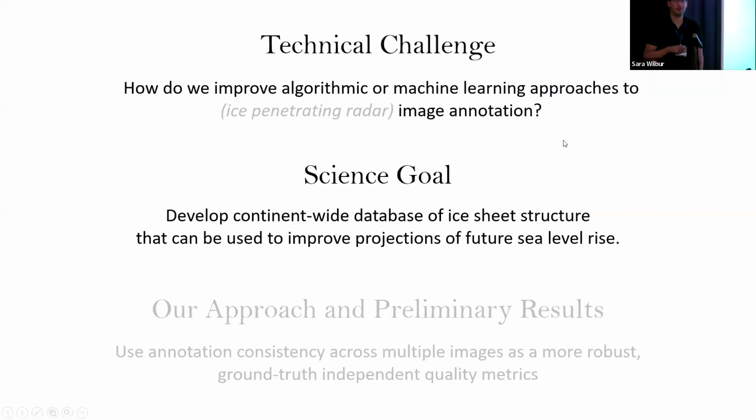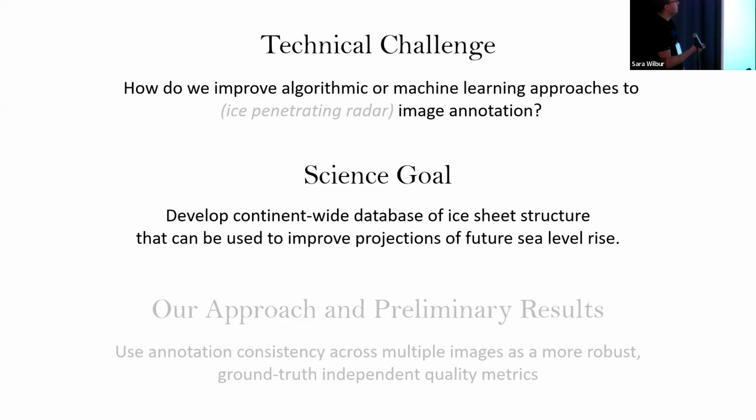So before I get into the work that we've been doing, I thought I would motivate both the technical challenge and the science goal that underpin this project. The technical challenge is one that spans all kinds of image interpretation, which is how do we actually improve algorithmic or machine learning approaches to image annotation, especially when we have very limited ground truth data. Because we really want to avoid the logistically intensive manual annotation of radar imagery that has been the approach of the past.